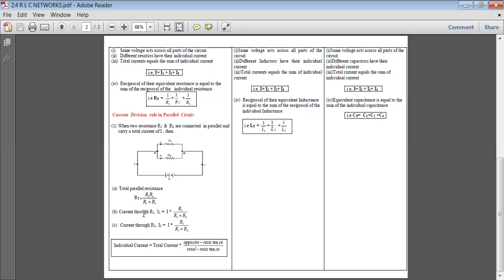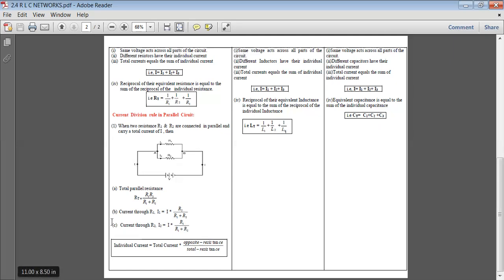Now what is the current through R1? I1 is equal to total current times the opposite resistance. For R1, who is the opposite? R2. So I1 is equal to I times R2 by R1 plus R2. In this way, we can find the current through each individual resistance.